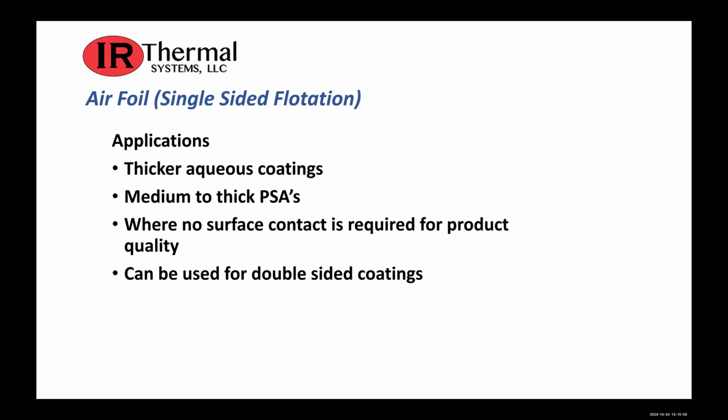The common uses for this type of nozzle would be on thicker aqueous coatings, medium to thick PSAs, and where no surface contact is required for product quality. That might be an optical film application or a very special tape. Since it is a non-contact web support, it can be used on double-sided coatings, or on coatings where you have a backside adhesive that's been previously dried and you're rerunning the web with a new coating on the opposite side. Whereas if you put that over a roller, it may get stuck on that roller or have transfer of adhesive coating onto that roller.